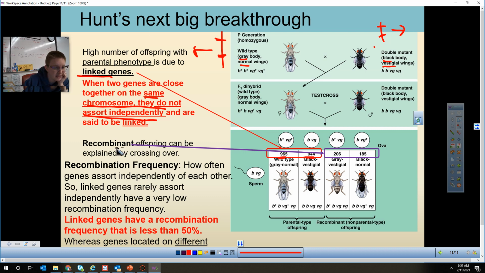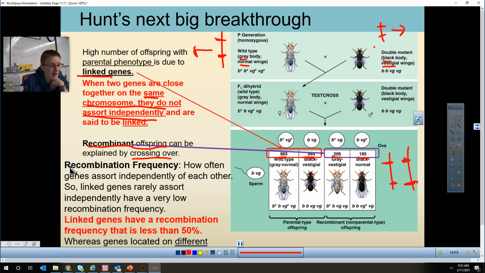But Morgan also discovered that there were some recombinant offspring that were explained by crossing over. The recombinant offspring, you'll notice they're a lot fewer in number, though, because it's 206 and 185 compared to almost 1,000 each of the other ones. So there's a lot fewer of the recombinants. But the recombinants, there must have been a crossover where these guys got mom's gray body, but got dad's short wings. And these guys got dad's black body, but got mom's long wings. So there was a crossing over event, a recombination.